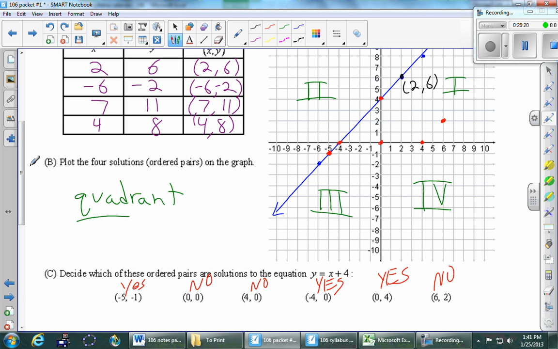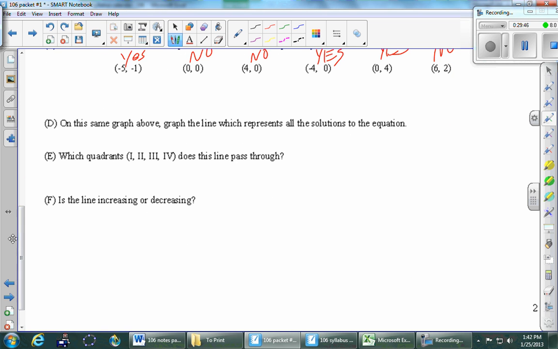So this blue line passes through 3 different quadrants. Go ahead and write down the numbers of the quadrants it passes through. Okay, which ones does it pass through? 1, 2, and 3.